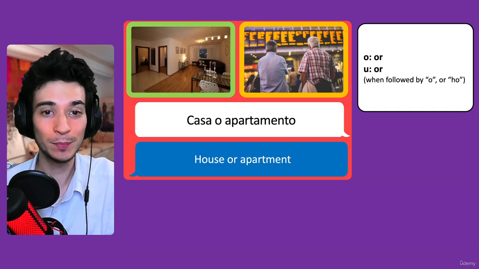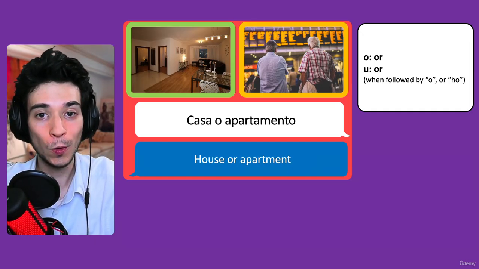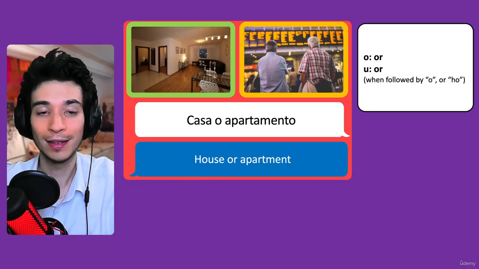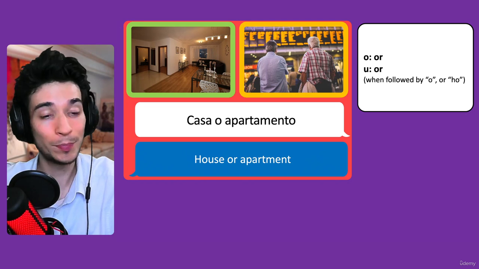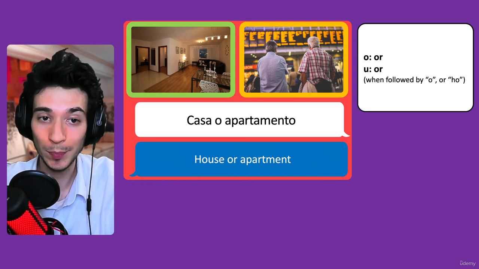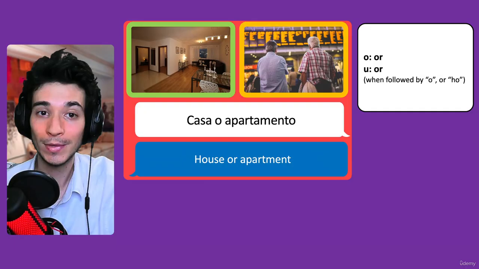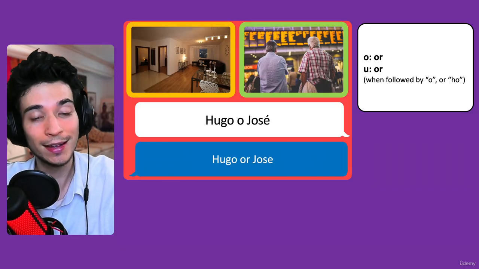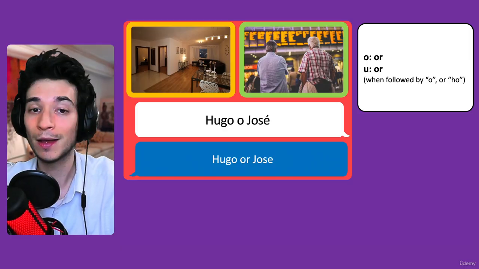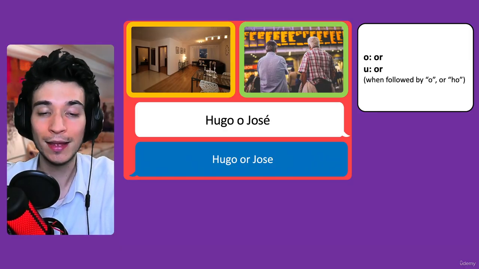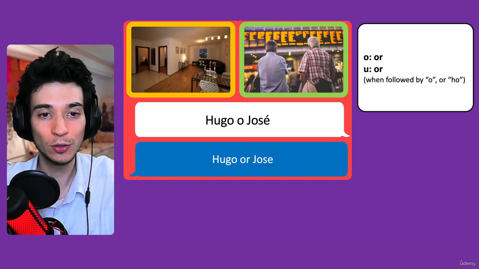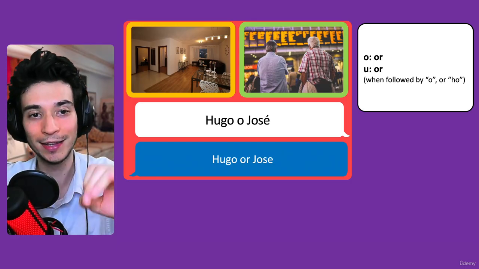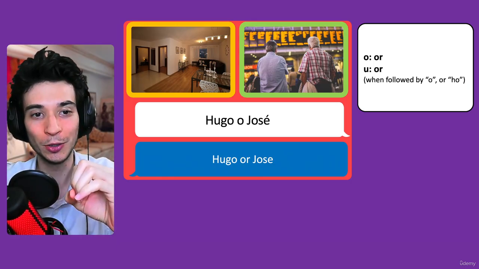And let's try some examples. Casa o apartamento. So apartamento starts with the letter O, so we can say house or apartment. We can say casa o apartamento. O. And the next one. Hugo o Jose. Hugo or Jose. Hugo o Jose. So most of the times you would tend to use o, because it's more likely that the next word is going to be a word that is not o.